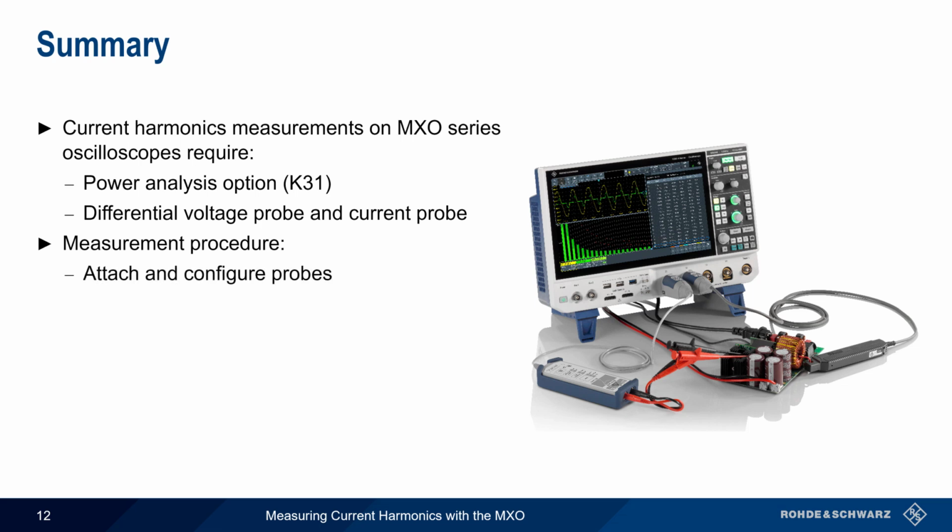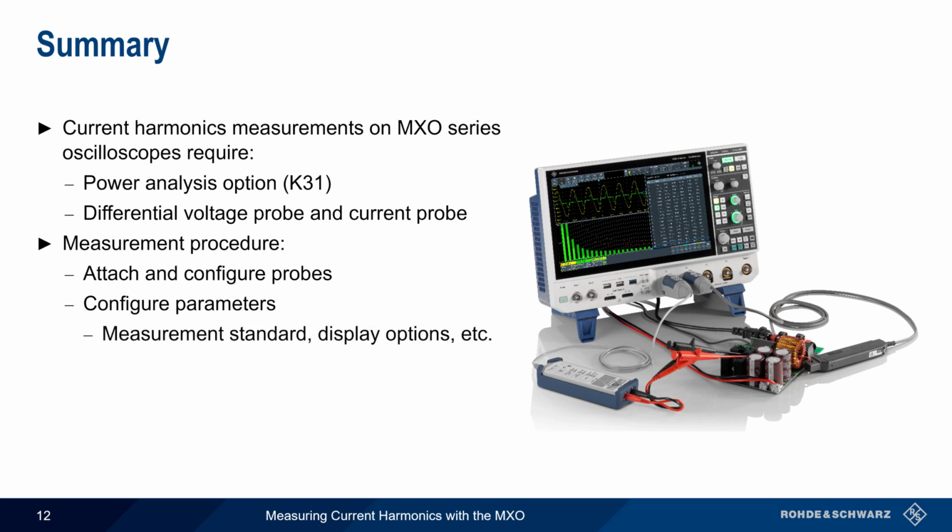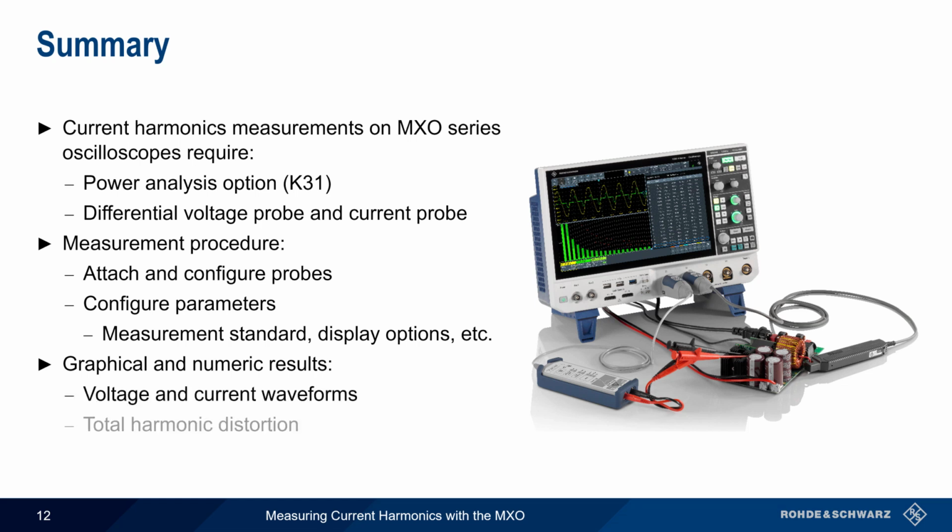Simply attach and configure the probes, then configure the measurement parameters. In most cases, the only parameters that require manual configuration are selecting the measurement standard and any non-default display options. The current harmonics measurement results are shown both graphically and numerically in the form of the voltage and current waveforms, total harmonic distortion, and per harmonic measured values.